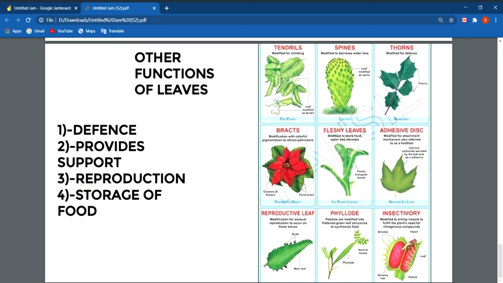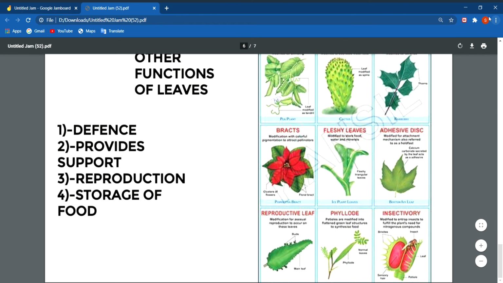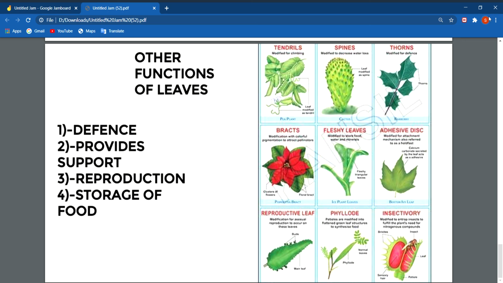Then the next modification of leaf is that leaves also store food. As we have discussed, root and stem store food, and leaves also store food and become thick and fleshy like the onion leaf. They store food and become thick and fleshy. This is all about the leaves. So until now we have discussed roots, stem and leaves. In the next chapter, next period, we will discuss the flowers of the plant.